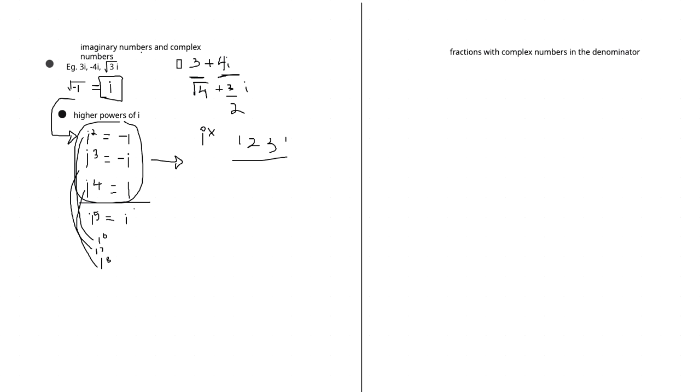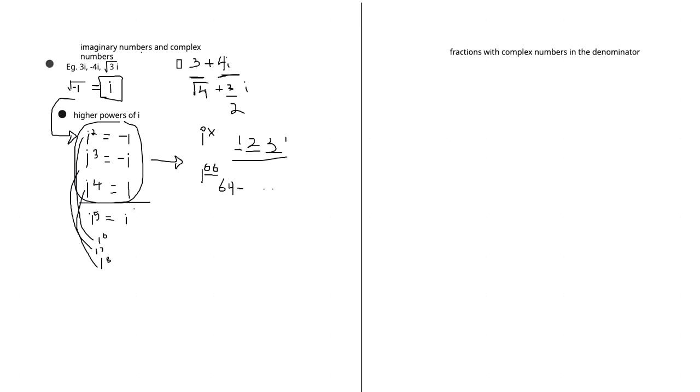Depending on the number of counts, the power of i is equivalent to i to the power of the corresponding number of counts that you had. So let's take examples. Let's say you have i to the power 66. Now what you do is find the closest multiple of 4, which is 64. Now you count from 64 to 66. From 64 to 66 is 2. You count 65, 66, which is 2.